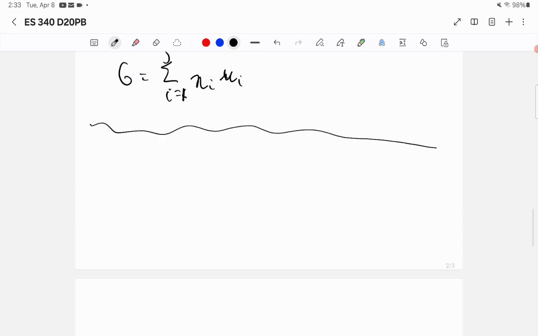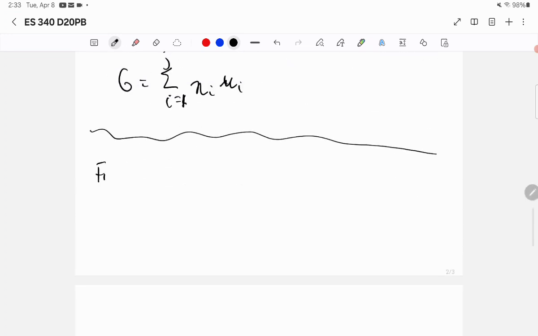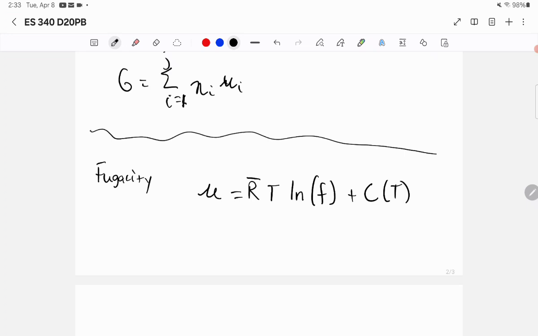The final topic is the fugacity. The fugacity relates to the chemical potential. So the chemical potential can be written out as mu equal to R bar T natural log of F plus some C, which is a function of T. This F here is the fugacity.